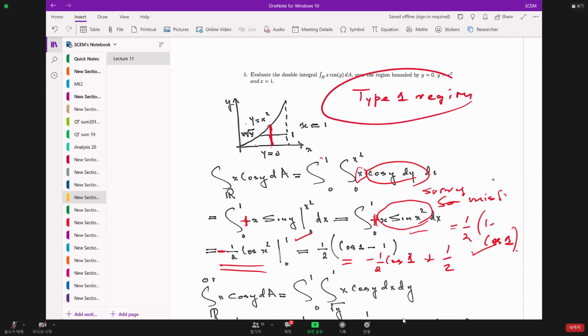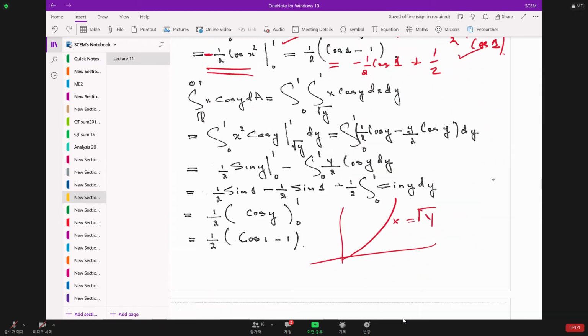Now we are going to use the type 2 region. In the type 2 region, we are going to integrate x from here to here. So x changes from root y to 1. So we are going to do the same integral. Here, can you see x is root y to 1? And y changes from 0 to 1. Right? So if you integrate that, this is what we get.